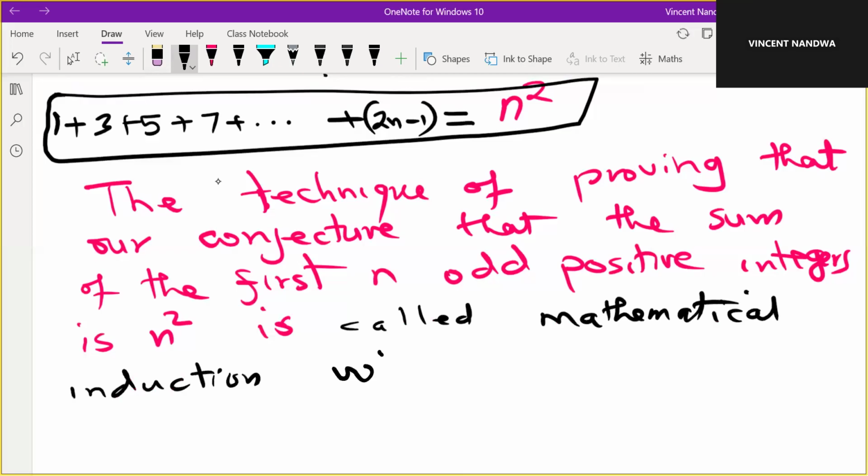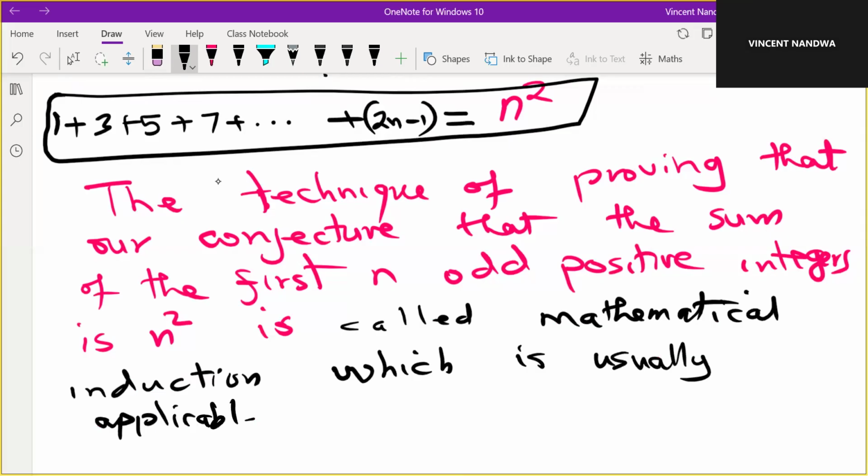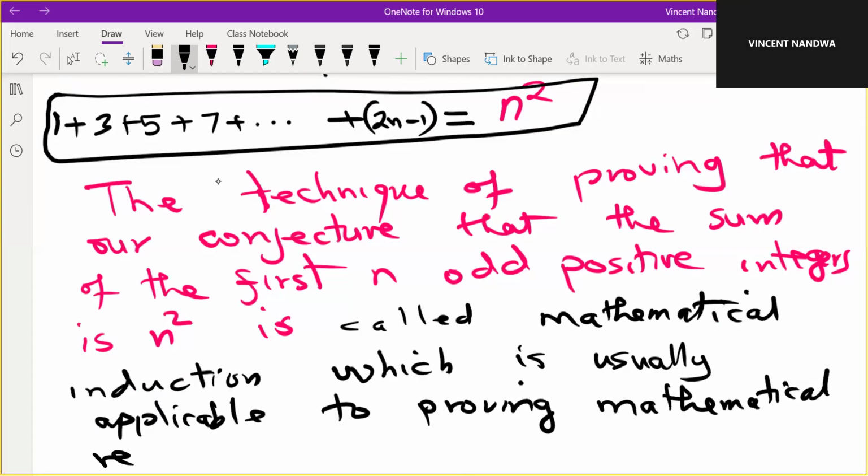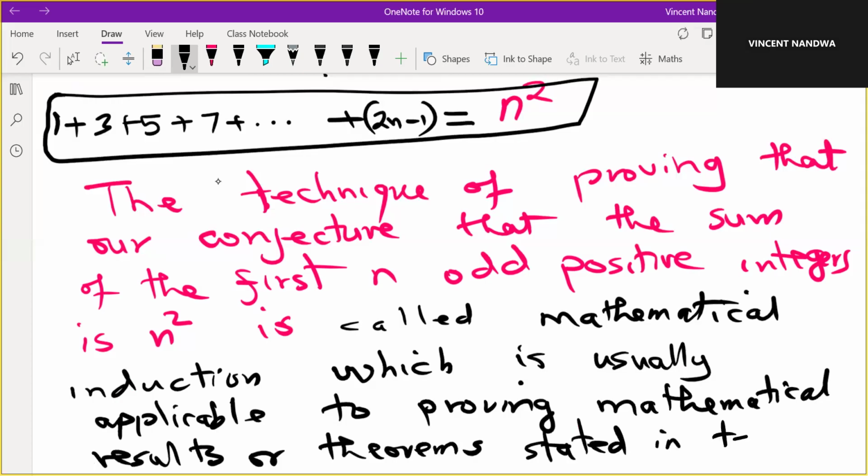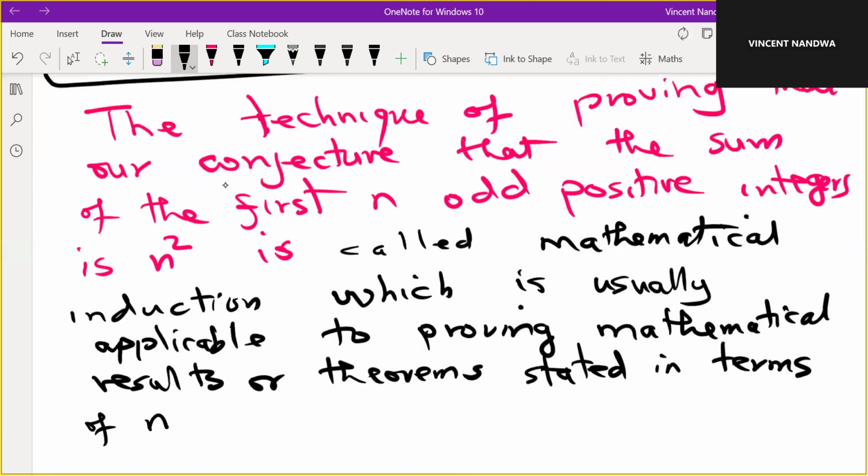Mathematical induction, which is usually applicable to proving mathematical results or theorems stated in terms of n, n being a positive integer.